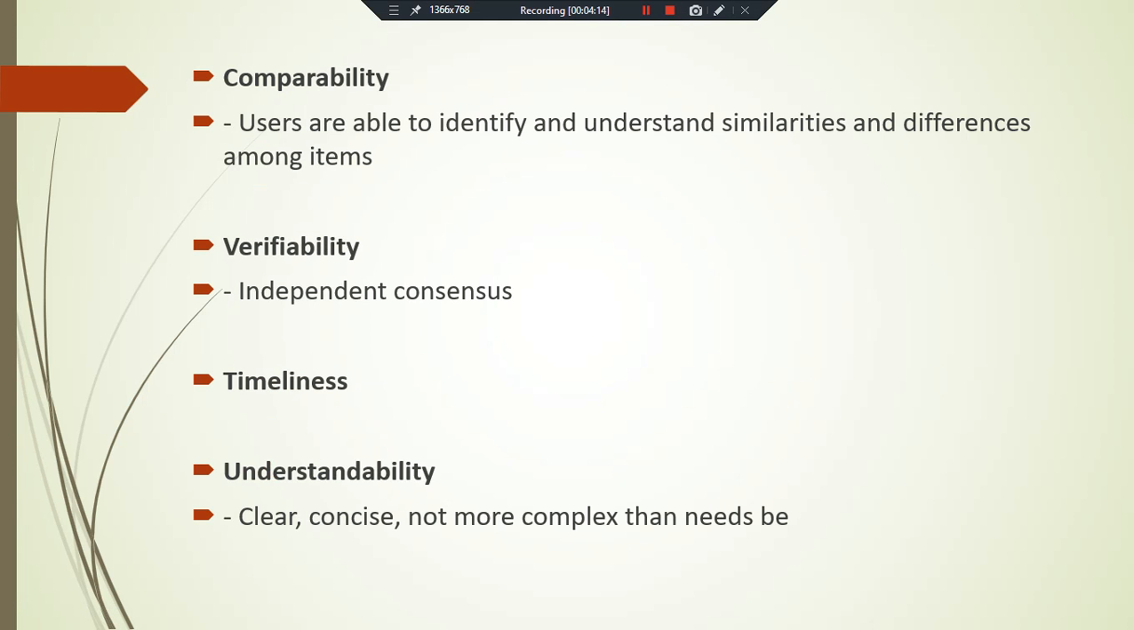Okay, so the enhancing characteristics. Information should be comparable. That means users should be able to identify and understand similarities and differences among items. In terms of verifiability, this means that different knowledgeable and independent observers could reach consensus. Okay, reach the same consensus, although it might not be in complete agreement.